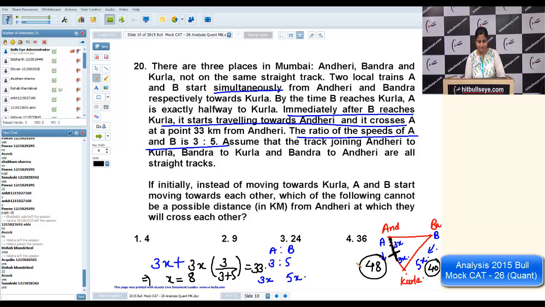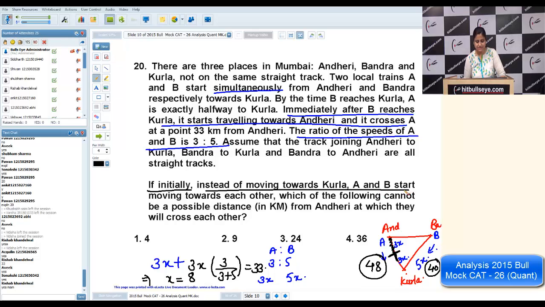Now coming to the question. If initially, instead of moving towards Kurla, A and B start moving towards each other. Now that is the third side of the triangle. We know two sides of the triangle now, 48 and 40. What can be the length of the third side of the triangle? As we know, a property of triangle, that the sum of any two sides of a triangle should be more than the third side, and the difference of any two sides should be less than the third side.